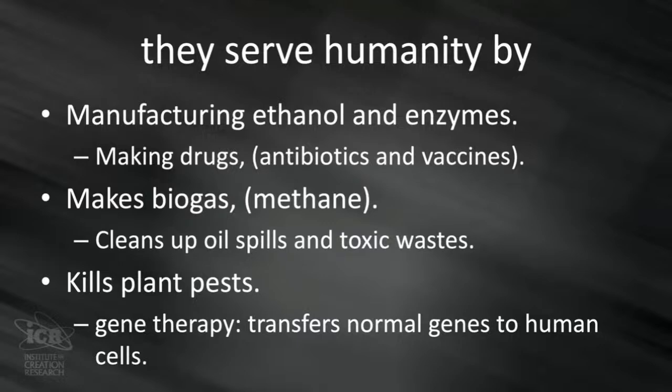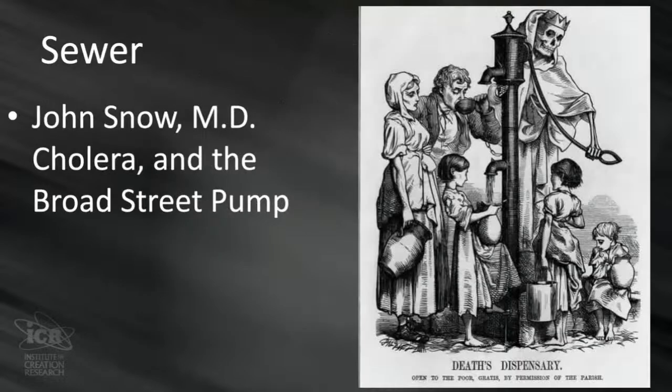They make drugs, antibiotics, and vaccines. They make biogas or methane. So the methane we use, called natural gas, is made by bacteria. They clean up oil spills and toxic waste, kill plant pests, and it's critical for gene therapy. That's one role that I had when I was at the medical school. We used gene therapy, and we used lambda, usually a virus, which transfers normal genes very effectively to human cells. So if the genes are defective for some reason, we can in certain cases transfer normal genes to the cells.